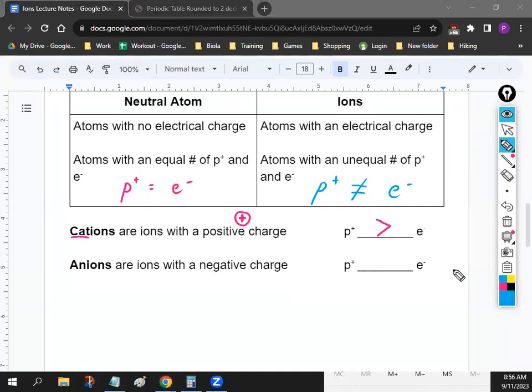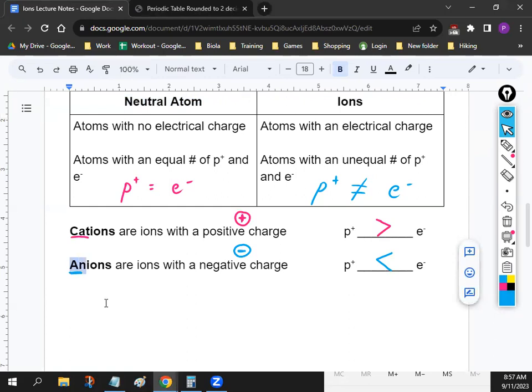All right, and obviously the inverse is true here. Atoms can also have a negative charge, and that's when you have more electrons than protons, and those are called anions. An easy way to remember that: Anne is the name of the girl that broke my heart in kindergarten, and so Anne is negative. Anne is bad. Okay, so cats are good, Anne is bad.